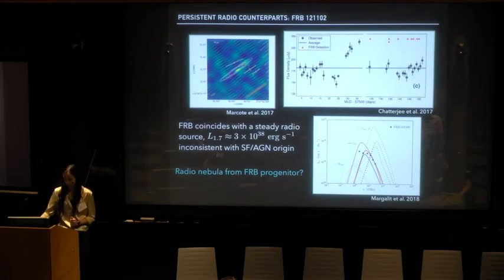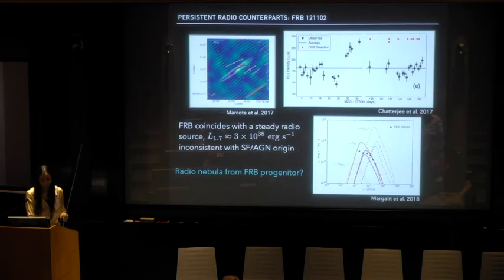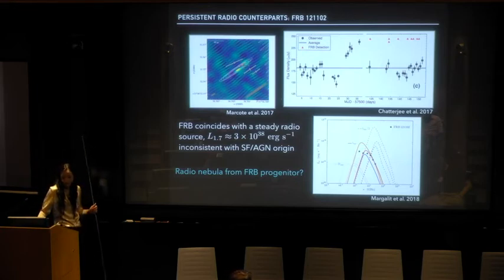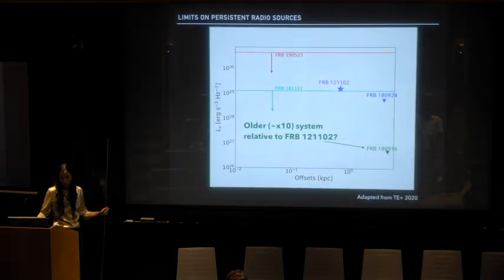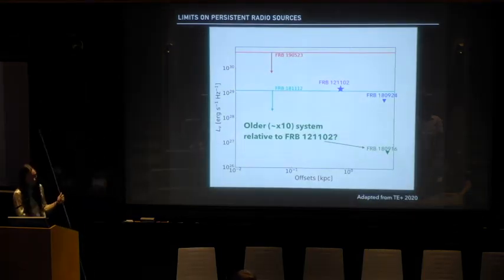We've heard a lot about them over the last couple days, and so I won't really go into detail. But I will say for a long time, or at least until we had a few more host localizations, this persistent radio source, especially in the context of the magnetar models, led to the idea that perhaps quiescent radio sources from FRBs are more ubiquitous. And that's not really what we've seen thus far.